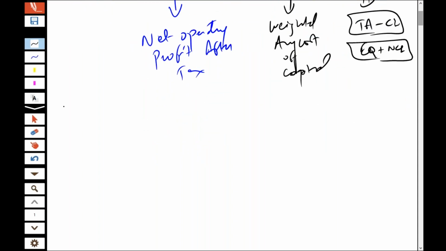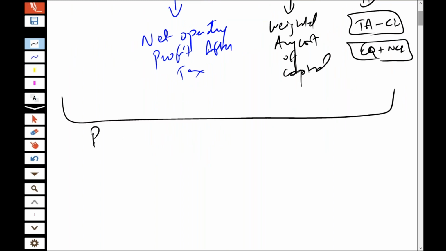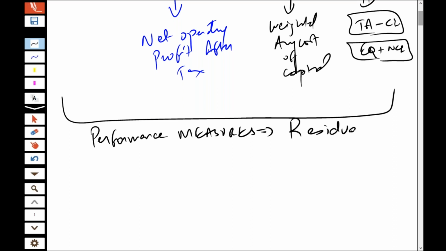The first thing that you need to keep in mind is that there are various performance measures, and amongst the various performance measures, there was one which was quite famous amongst the users, and that performance measure is termed as residual income. Now, what exactly do you mean by this concept of residual income?